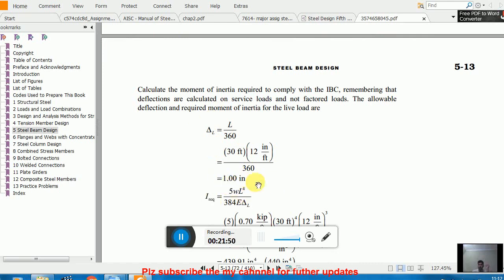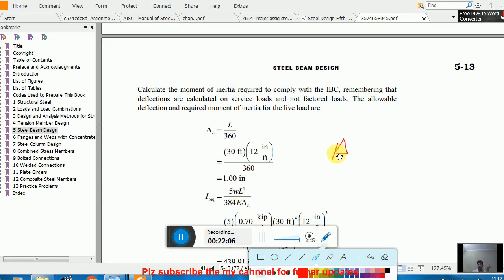Now we already know this equation, and I already explained this in lecture number 9, in lower bound moment, when I was calculating moment of inertia for a section. This formula is for deflection, and remember this is for a simply supported beam. You have deflection equals W times L to the power 4 divided by 384 times E times I. I is here, remember. Deflection is there, I is here.